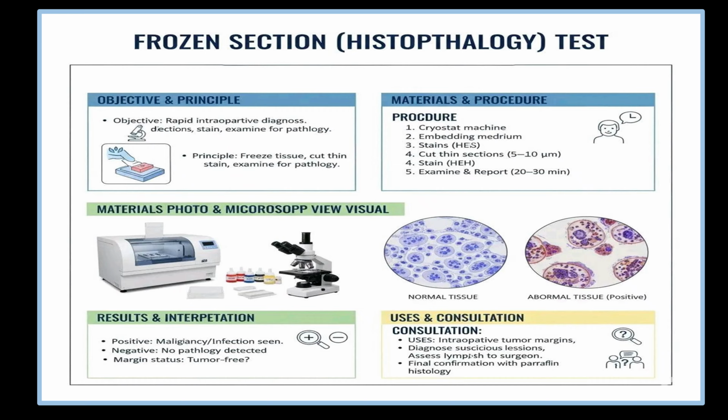Result: intermediate pathology, malignant infection, negative pathology, detecting margin of the tumor. The usual consultation uses the pathway for tumor malignant diagnosis of the section of lesion, the histological primary, paraffin, the histological surgeon.